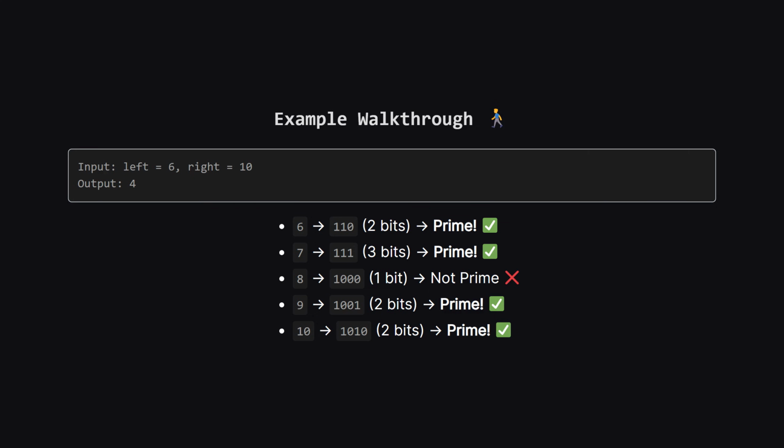7 is 111, that's 3 ones. 3 is prime, so that's another yes. 8 is 1000. That only has 1 set bit. 1 is not a prime number, so we skip it. Both 9 and 10 have 2 set bits, which is prime. So out of the 5 numbers we checked, 4 of them fit the rule.